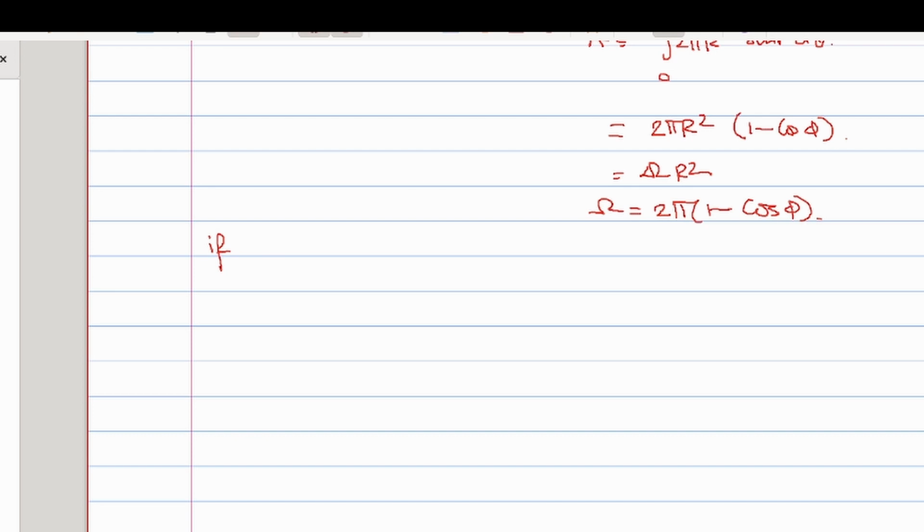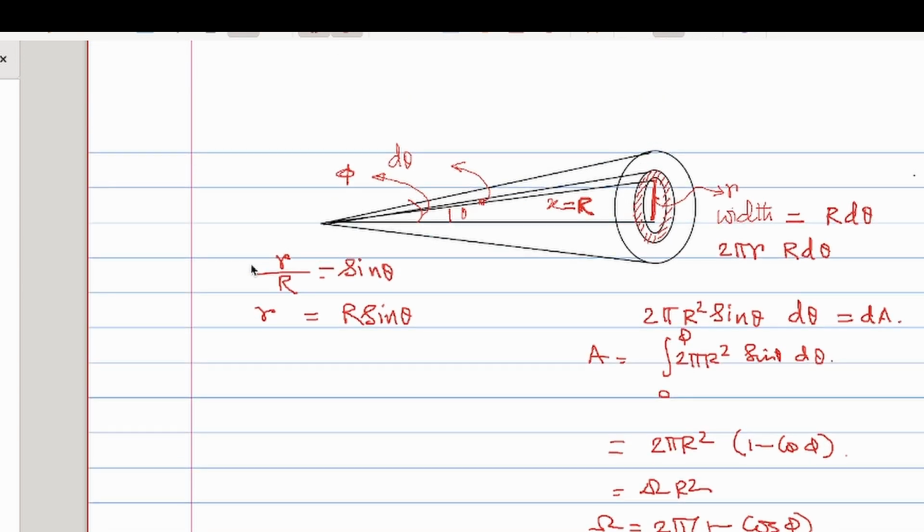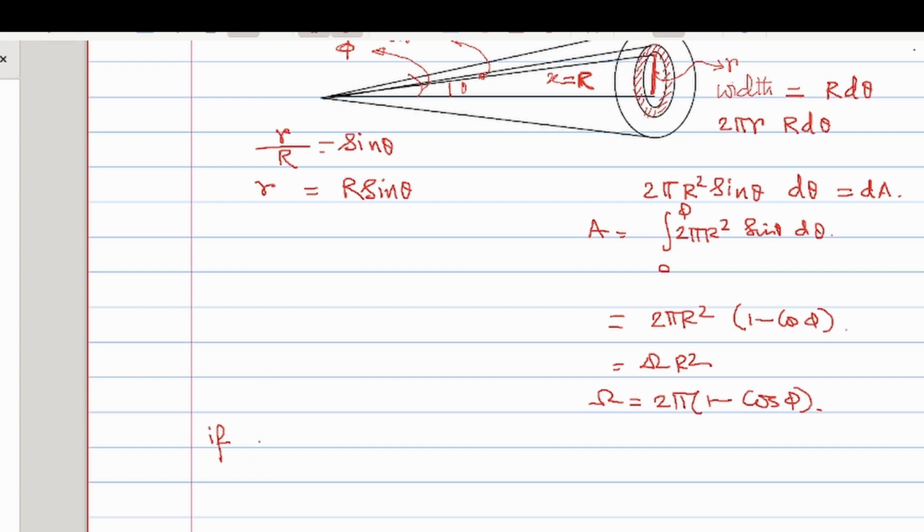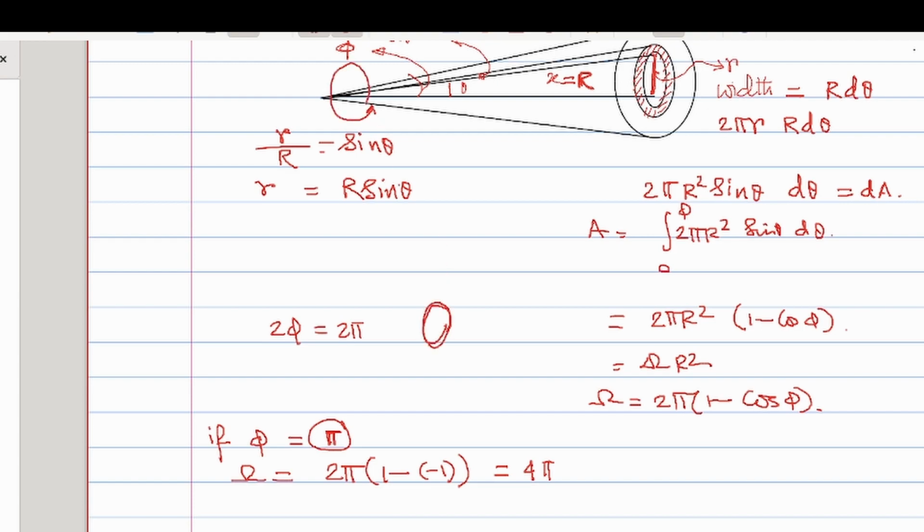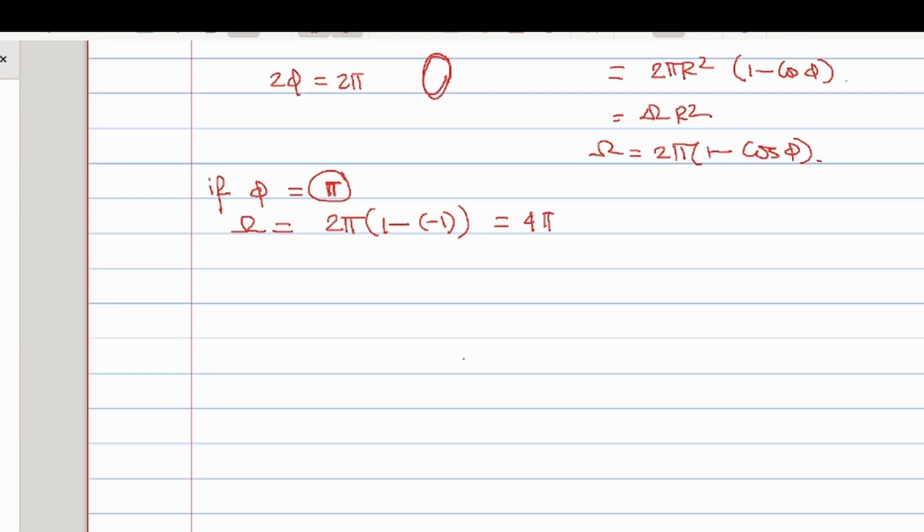Now, if this phi equals to pi, okay, then what should be the omega? Omega should be 2 pi 1 minus minus 1. That is equals to what? 4 pi. And phi equals to pi means what? 2 phi equals to 2 pi. That means this total circle. Okay. So this is just a sphere. Okay. So this is the concept of solid angle.